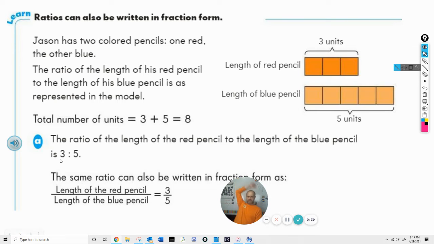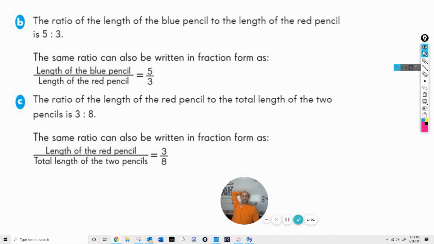Ratios can be written in the form of fractions. Here's Jason. He's got two colored pencils, one red and the other blue. The length of his red pencil to the length of his blue pencil is represented in the model. So you can show it as the ratio 3 to 5 or as the fraction 3/5. Or his red pencil is 3/5 the length of the blue one. Or the blue pencil is 5/3 the length of the red. Blue is 5/3 of the red. Red is 3/5 of the blue. Or red is 3/8 of the total. Blue would be 5/8 of the total. Pause me, listen to that, reread it till it makes sense.